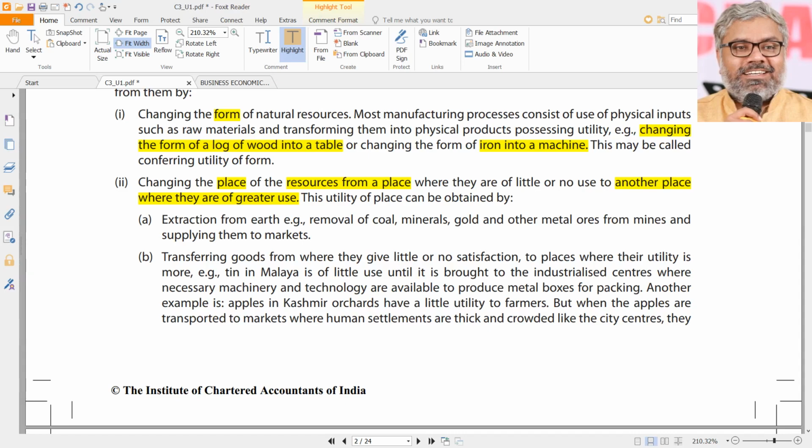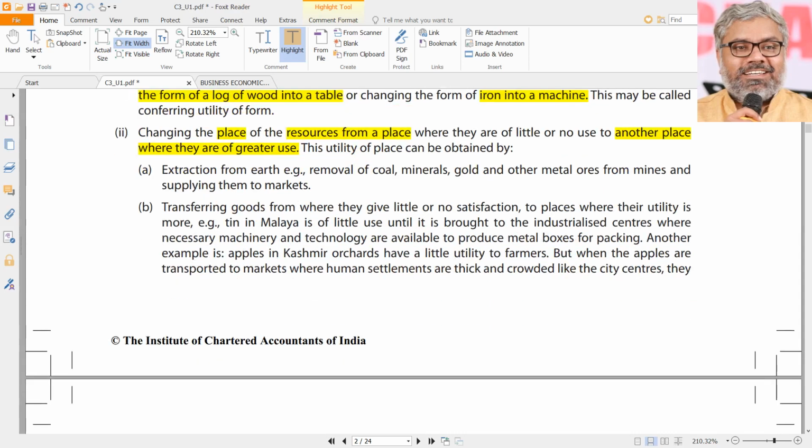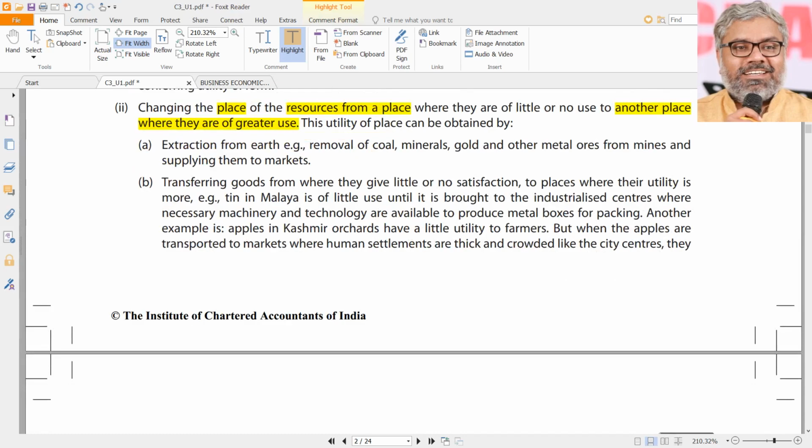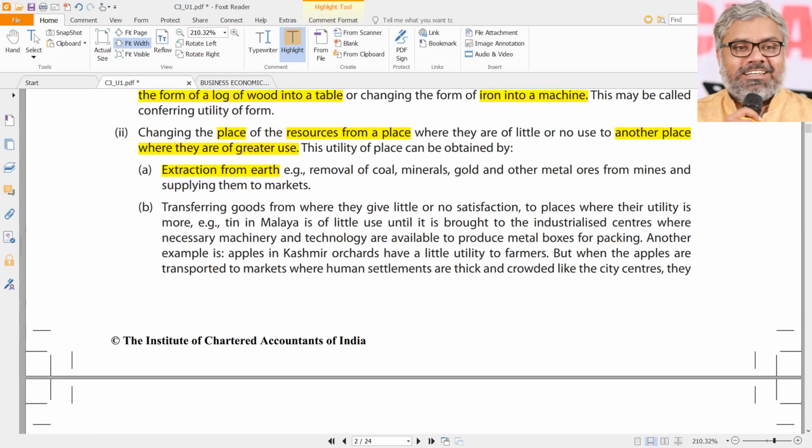It has taken the resources from a place where they have less use to a place where they are of greater use. And how this place utility can be obtained? Naturally from extraction from the earth, as we are talking about coal, minerals, gold, or crude oil, etc. That is extraction from the earth. That also creates place utility because they are coming below the ground to above the ground.